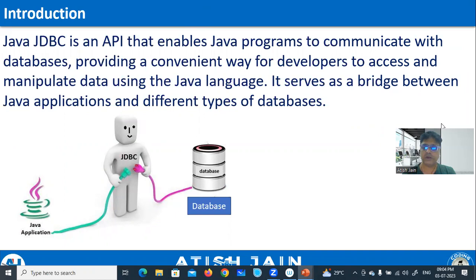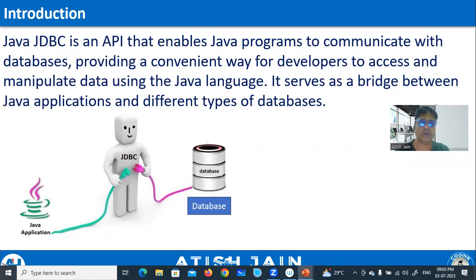Let's try to understand in simple words what JDBC is all about. JDBC is an API. Whenever I say API, it means application programming interface. That's nothing but a set of classes which contain methods that help your Java program to communicate with databases, providing a convenient way to access and manipulate data using the Java language.